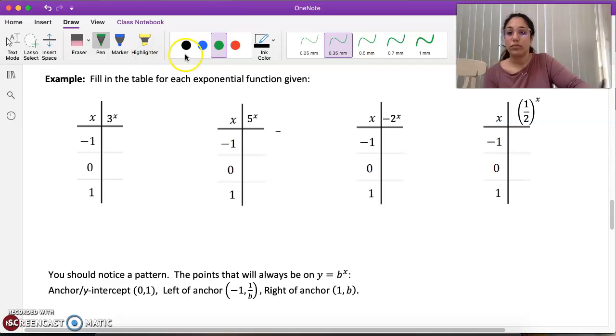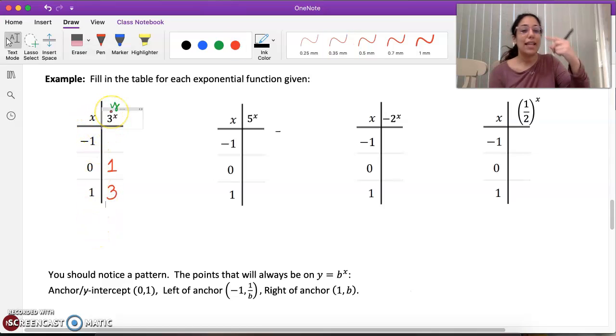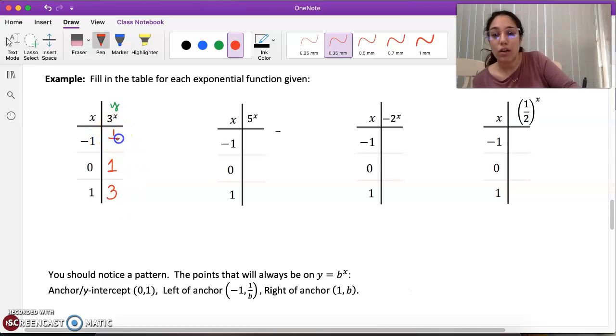Now, x and then this is y, which is 3 to the x. So let's do 0 first. We're always going to do 0 first because 0 is the easiest one. Anything to the 0 power is 1. And then anything to the first power is itself, right? 3 to the first power is just 3. What about anything to the negative 1 power? It is its reciprocal, right? Remember with negative exponents, it flips. So this is going to be 1 over 3.